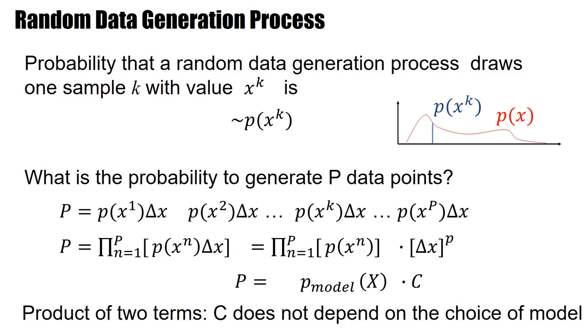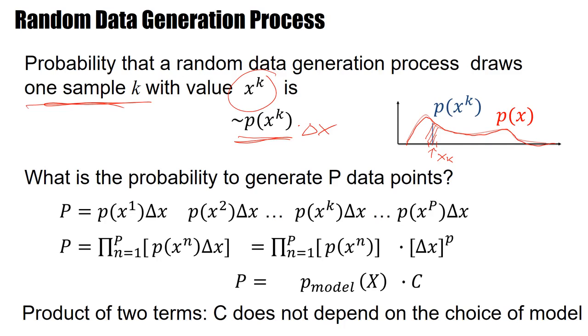More generally, it doesn't have to be a Gaussian. We can have some arbitrary function, p of x. And now I ask, well, this is my specific point, xk. So what is the probability that if I draw data points from this distribution, that I would draw a sample with value xk? Now this is not directly p of xk, this is proportional to p of xk, because the probability needs a multiplication with some width delta x.